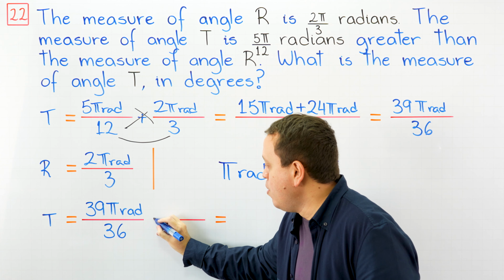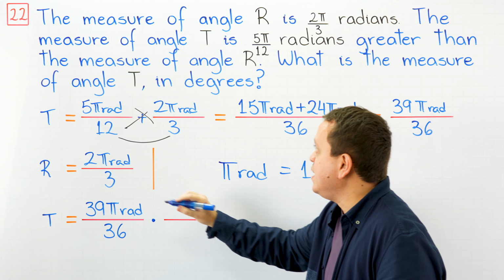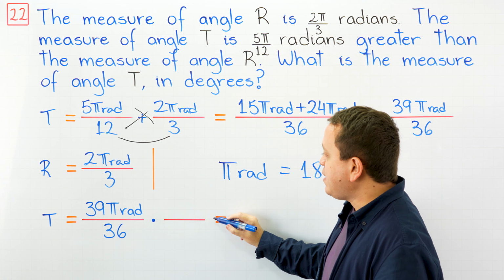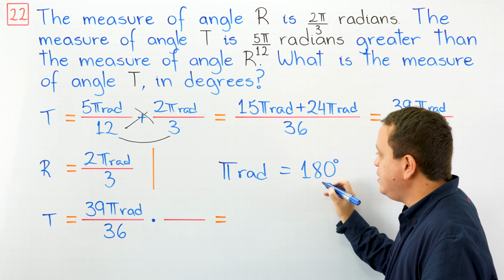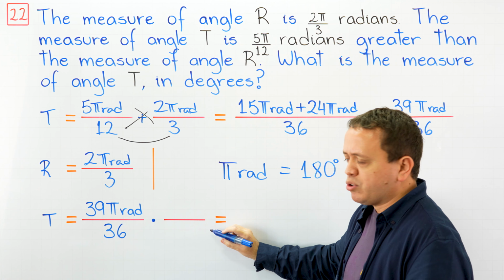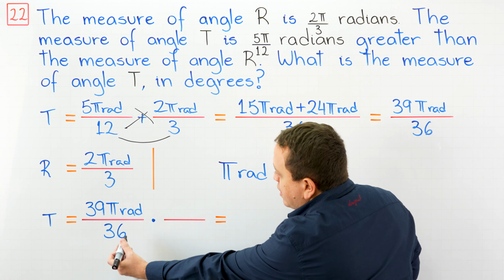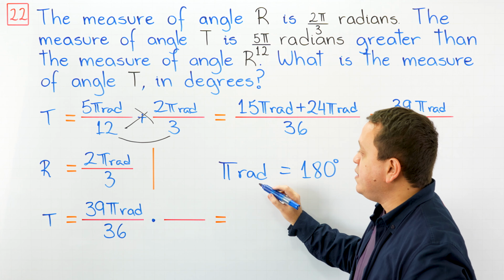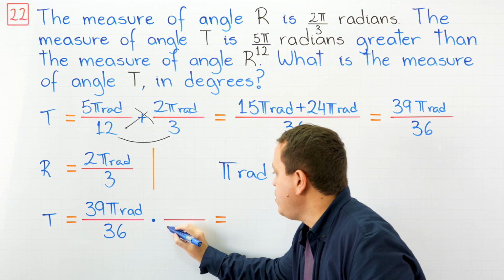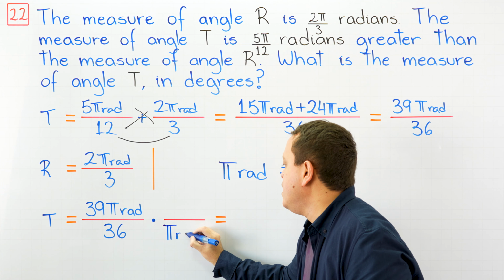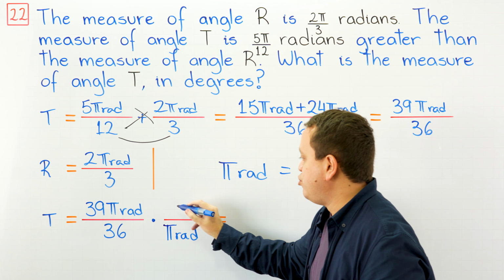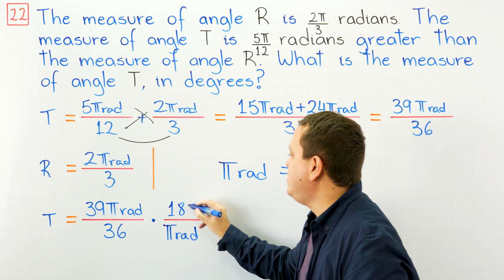Now we are going to multiply this quantity by a conversion factor. A conversion factor is a ratio, written as a fraction. In this case, it's going to include these two quantities. But which quantity goes on the top and which goes on the bottom? Pay attention. We want to cancel out radians. Therefore, the quantity that includes radians is going to be at the bottom. So, pi radians is going to be on the denominator. 180 doesn't have any other choice. It must be at the top.